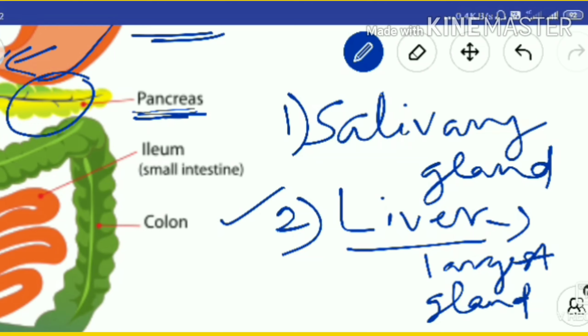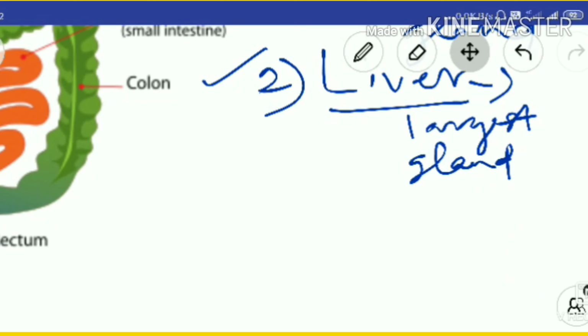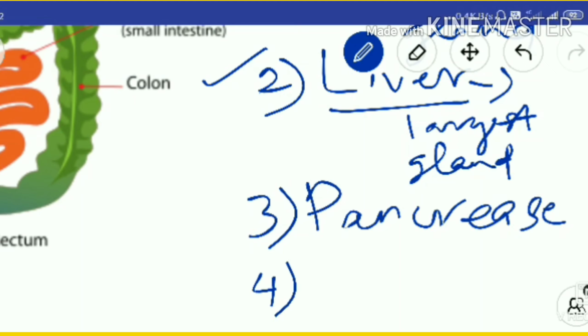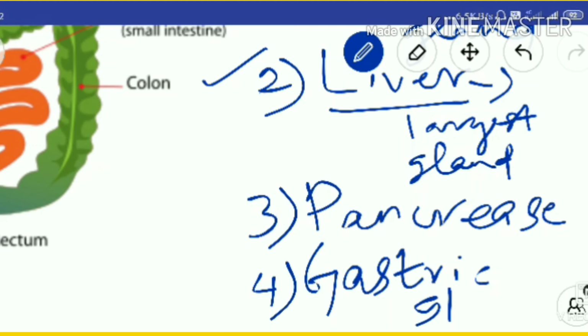So salivary gland, another digestive gland is liver, and now one more I told you, which is the pancreas. Other than this, in our stomach there are gastric glands also. Gastric glands. So these glands help our digestion. Are you clear? All these glands are attached to our alimentary canal.